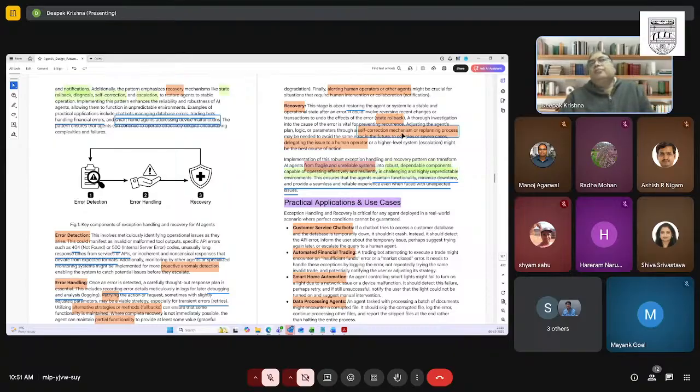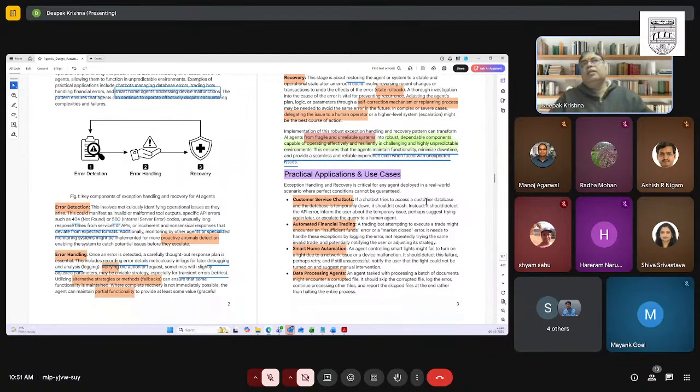So from a fragile and unreliable system, we want to create a robust, dependable component capable of operating effectively and resiliently in challenging and unpredictable environments. This is the overall objective of exception handling, right? And what it ensures is that it can maintain the functionality, minimize the downtime, and provide a seamless and reliable experience even when faced with unexpected issues, right? So the same thing it is trying to explain to us in one way or the other.